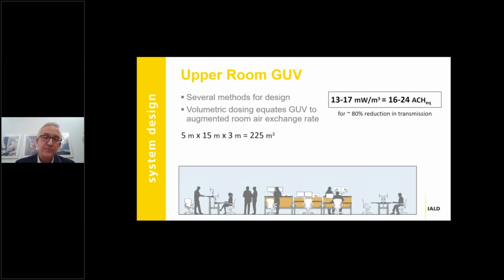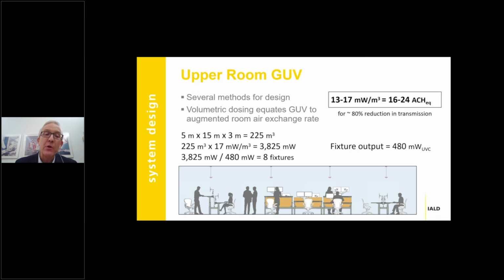For example, a room with a volume of 225 cubic meters requires 3,825 milliwatts of UVC for effective upper room air disinfection. Using a fixture that delivers 480 milliwatts of UVC then requires that 8 fixtures be installed.